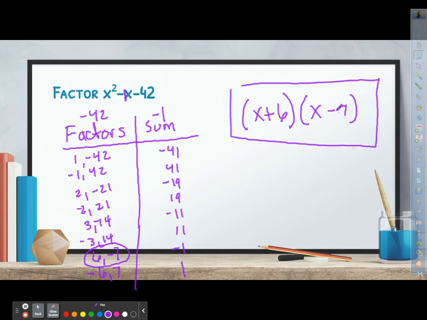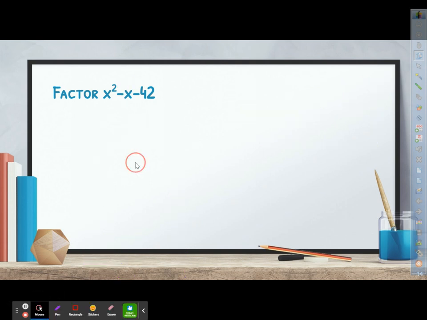Notice my bigger number is negative. So anytime this is a negative, it's going to be a positive and a negative, but the bigger number is going to be negative. All right, let's try the next one on your own. So I need you to factor x squared minus 2x minus 15 and type in your answer and see if you get it right. If you get it right, you need to change it to the wrong answer.